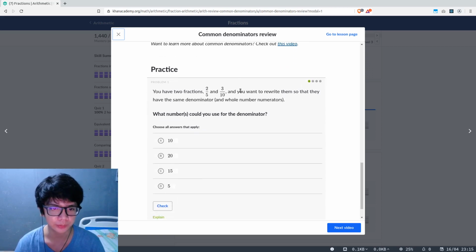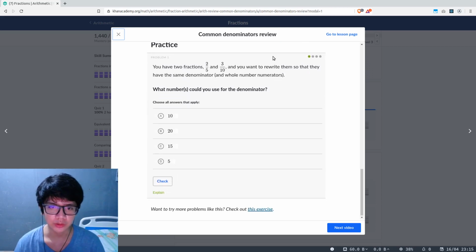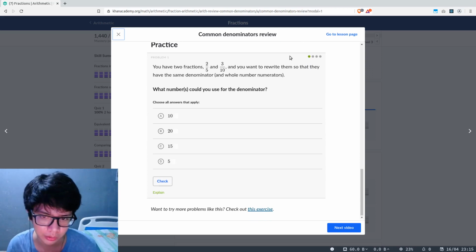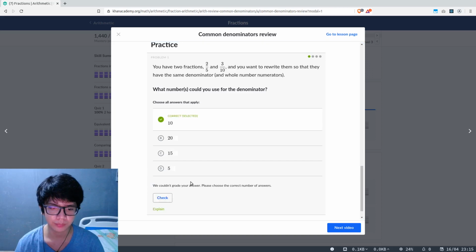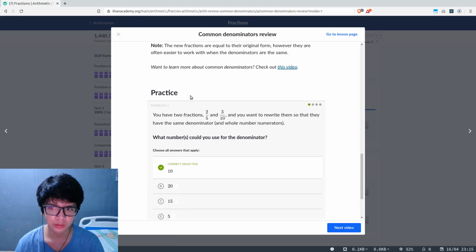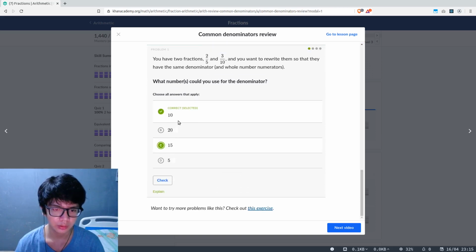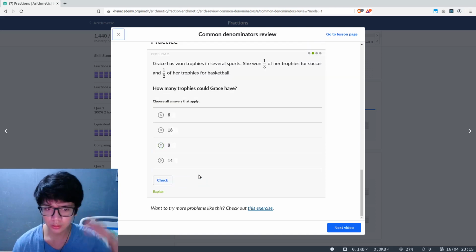You have two fractions, 2/5 and 3/10. You want to write them so that they have the same common denominator and whole number numerators. What number could you use for the denominator? Please choose the correct answers. Wow, this is graded? Okay. Oh yeah. 5 and 10.